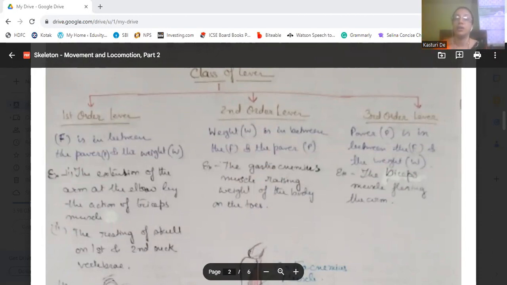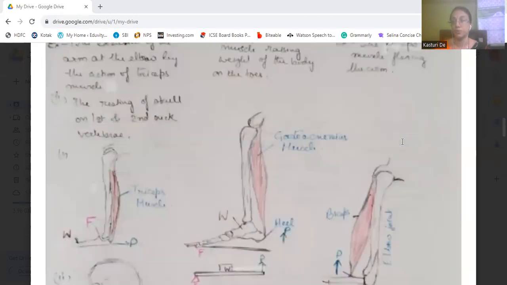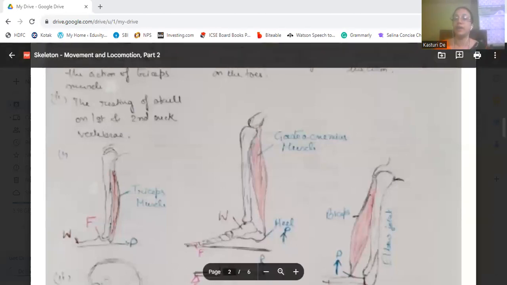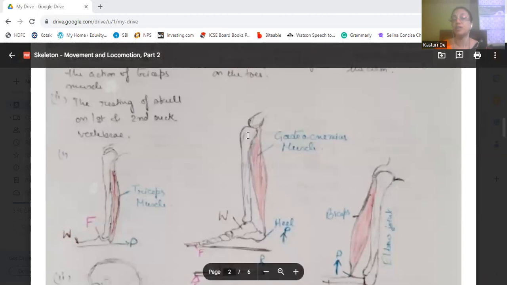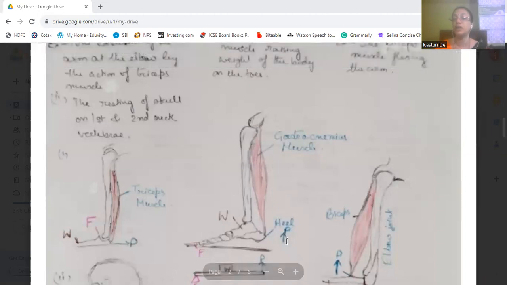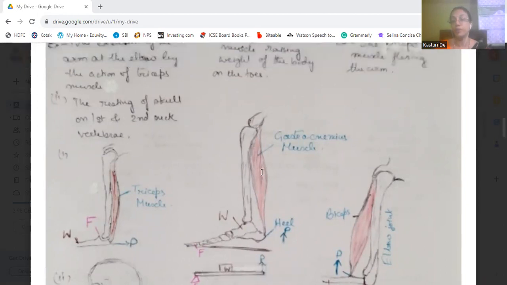the power. The example is the gastrocnemius muscle, which is raising the weight of the body on the toes. The gastrocnemius muscle is on where? It is at the back of our leg, attached to our heel. You can see from the picture, it is from the back of the knee till the heel. So that muscle is controlling this movement. So the power is on the heel.